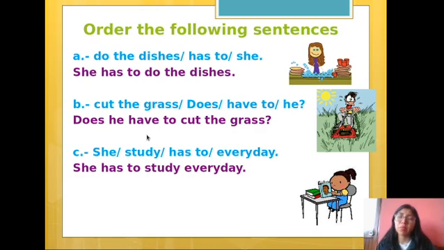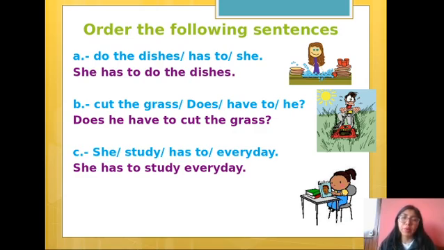So you only have to keep in mind, as I said before, the structure. And the last one, that is an affirmative. So I am going to use the subject, has to, the verb, and the complement. She has to study every day, okay? So you have to pay attention to the structure. That is the way in that you can know what is the correct order. Usted solo tiene que prestar atención a la estructura. Esa es la forma en la que usted podrá conocer cómo es el orden correcto. That's right.